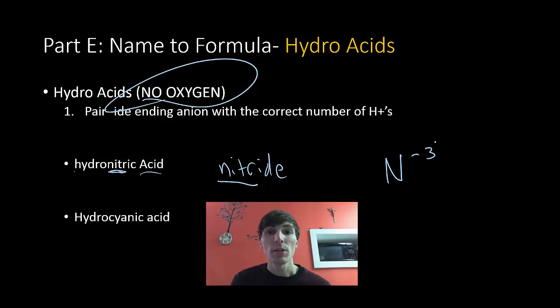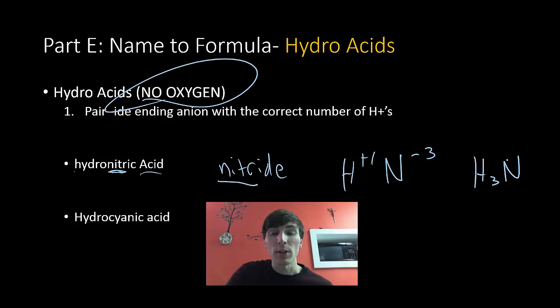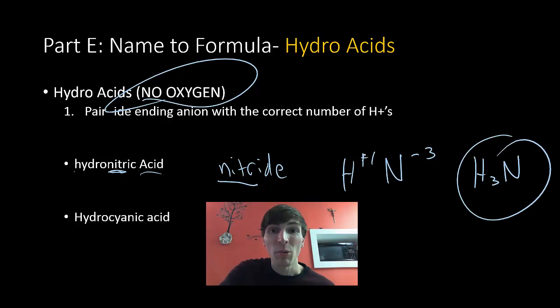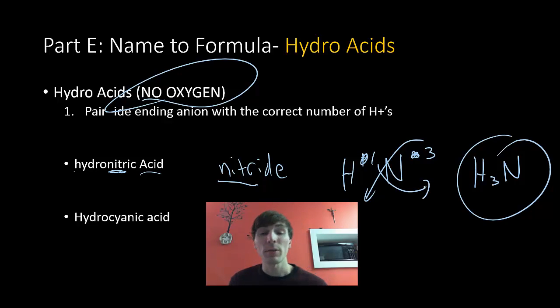That's my anion. Now I pair this up with hydrogen, H pluses, but I must have enough H pluses to make a neutral compound. I have a minus 3 charge, so I need 3 hydrogens. Here's my final formula. If you wanted to, you could cross the charges, and the 3 becomes the subscript of my hydrogen. Hydronitric acid, there it is.